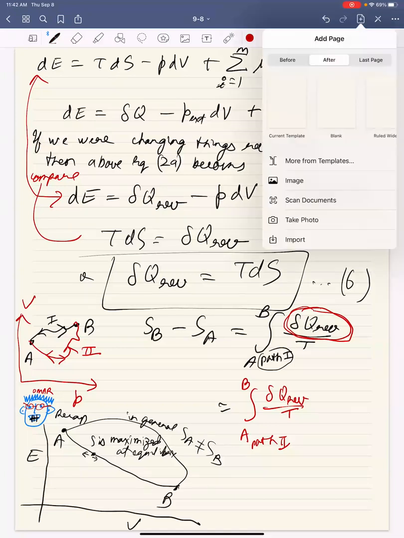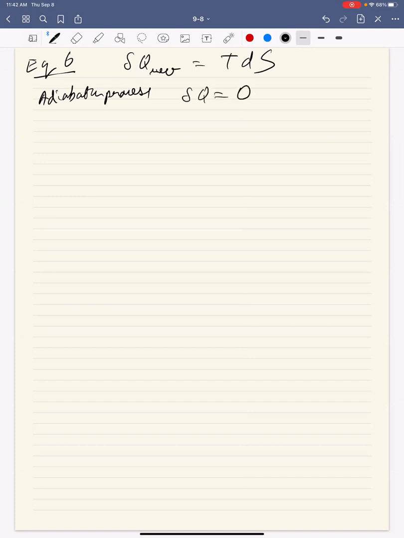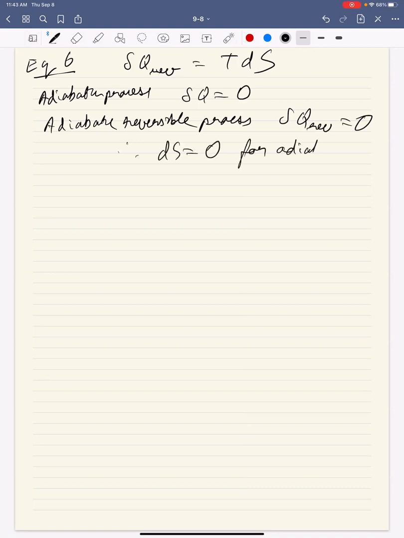Now it's better to write this because we have introduced this equation. Equation 6 said delta Q reversible is equal to TdS. What is the definition of an adiabatic process? When we talked about the adiabatic boundary, it was when no heat is being exchanged, right? So an adiabatic process is delta Q equal to 0. Note that an adiabatic process on its own can be reversible or irreversible. So an adiabatic reversible process has delta Q reversible equal to 0. Therefore, dS is equal to 0 for an adiabatic reversible process. Okay. Still confused or clear?